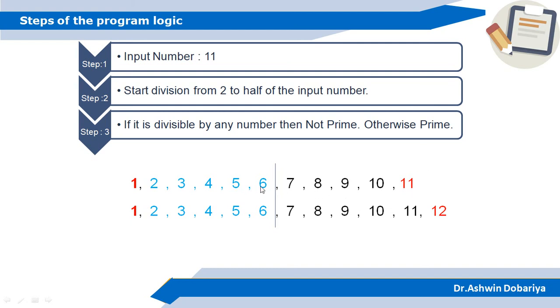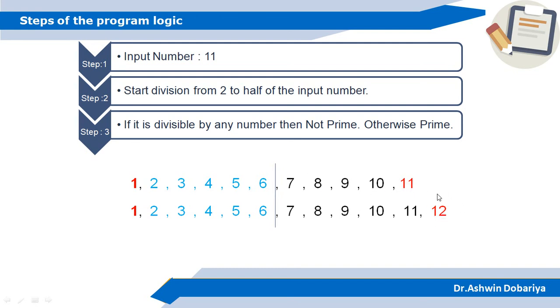Now see, friends, whenever you are checking whether a number is prime or not, we start the division checks from 2 to half of that number. Because if the number is not divisible up to half of the number, then it will not be divisible by the remaining second half either. So if 11 is not divisible by any number from 2 to 6, it will not be divisible by 7 to 10. So there is no need to execute the loop till number minus 1. Right? So this is one example.